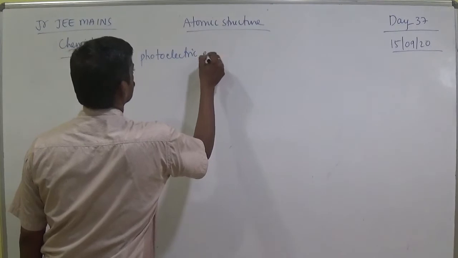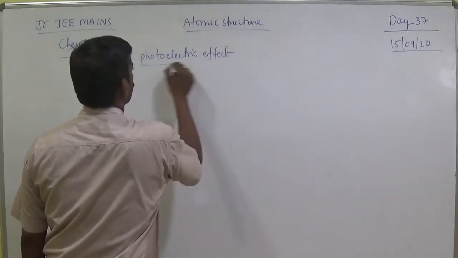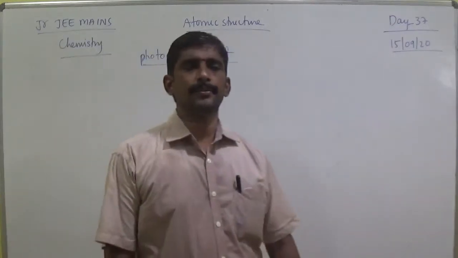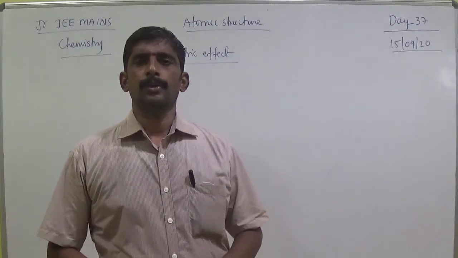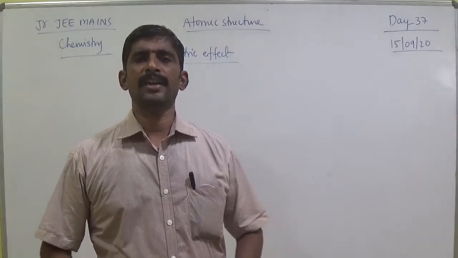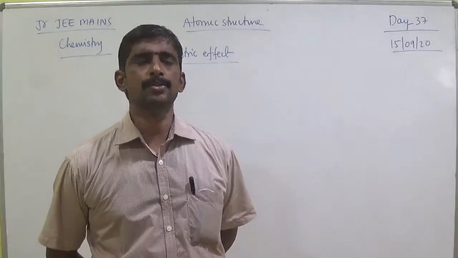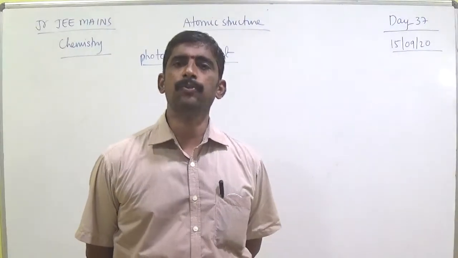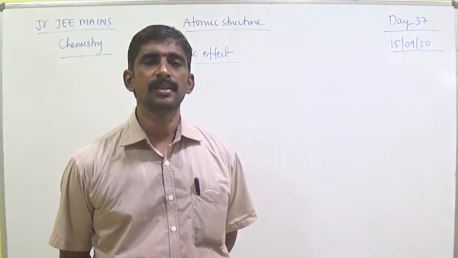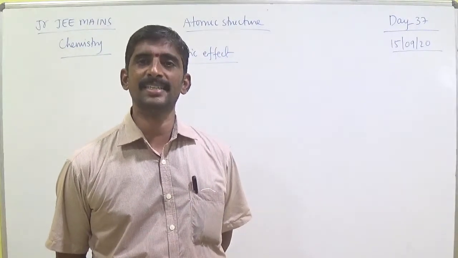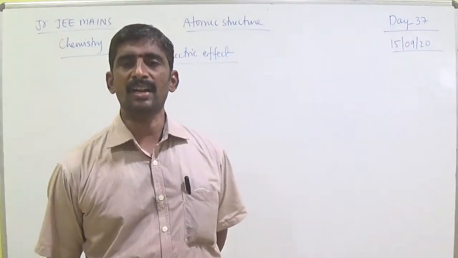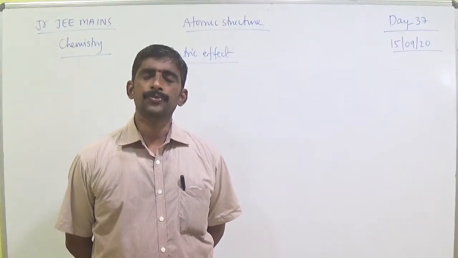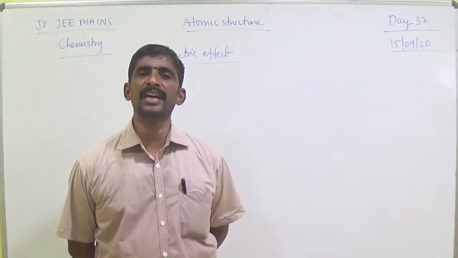Photoelectric effect. Generally, when light falls on a clean metal surface, the electrons are emitted or ejected. Emitted means released. So this phenomenon is known as photoelectric effect.